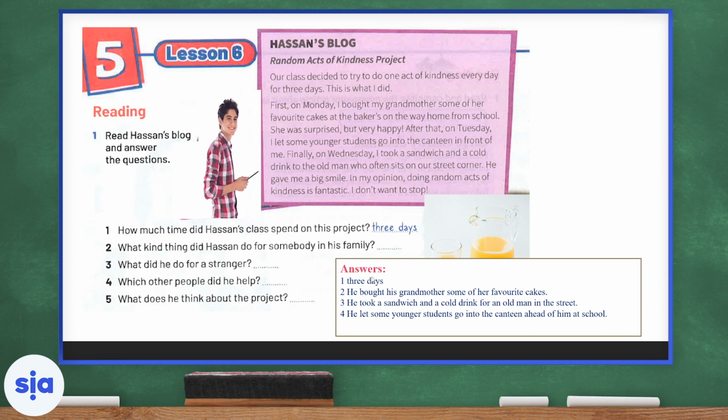And the last question in this part, what does he think about the project? Of course, it's in the last 2 lines. In my opinion, doing random acts of kindness is fantastic. I don't want to stop. So he feels really good when he does a random act of kindness.